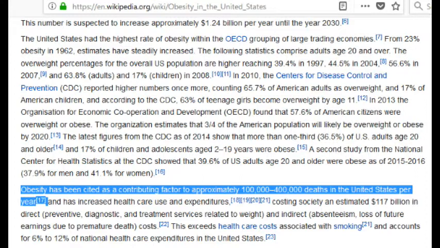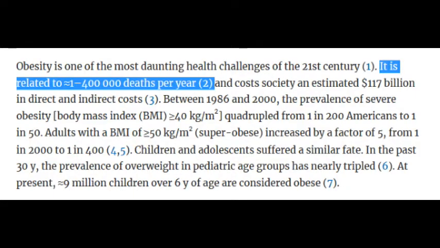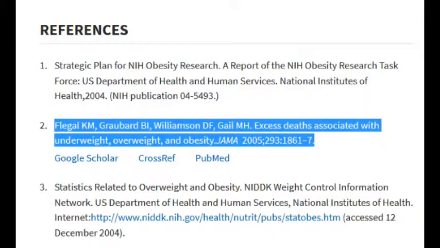So what does Wikipedia say about the number of deaths due to obesity in the US? Approximately 100,000 to 400,000 deaths. The link that is provided also says 100 to 400,000 deaths, but provides another link, to none other than Katherine Flegel, who I cited earlier. And what does her 2005 study actually say?